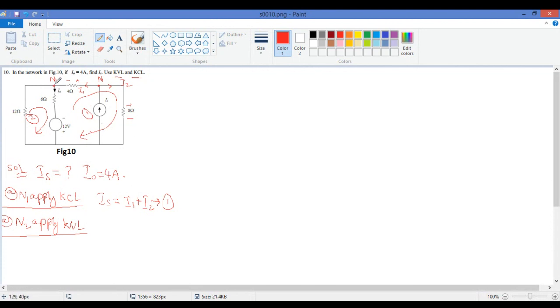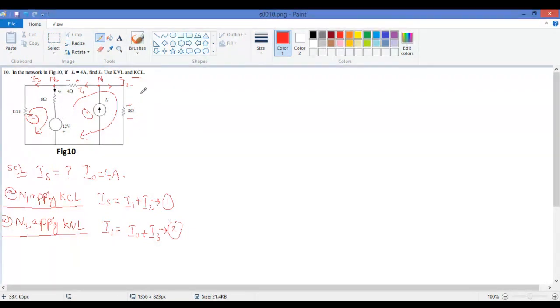Now what happens? The current I1 is split into I naught, and let us call the current which is going here, I am just assuming, I3. So here at node 2, I1 is divided into, I1 is nothing but I naught plus I3. So I will call this equation 2.